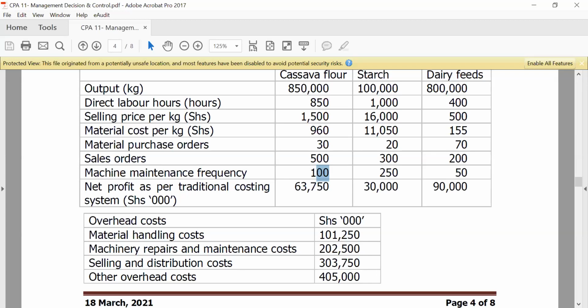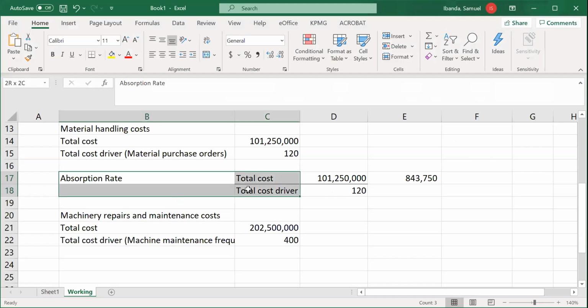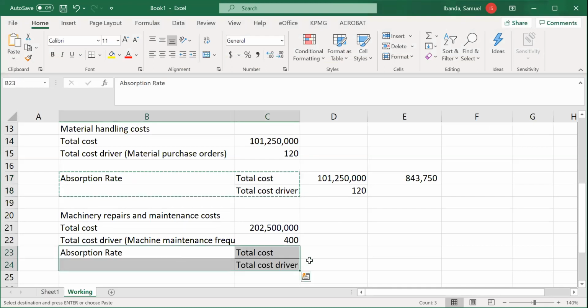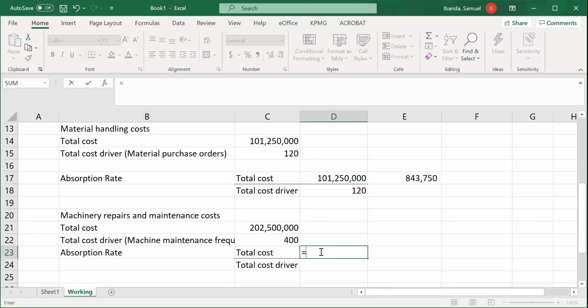So now I can get my absorption rate. Okay. So my absorption rate here will be this divided by that.